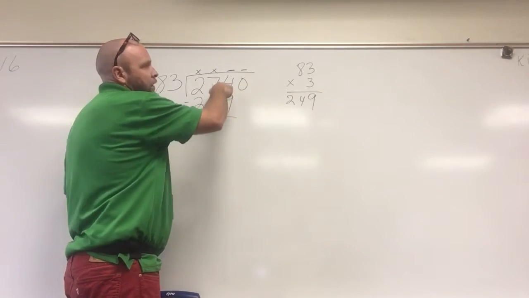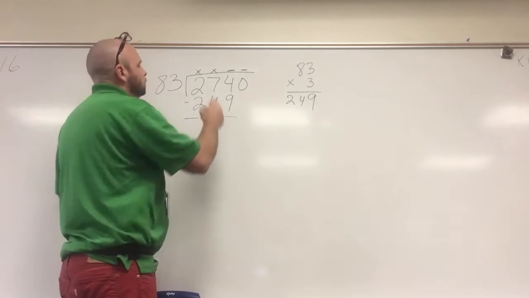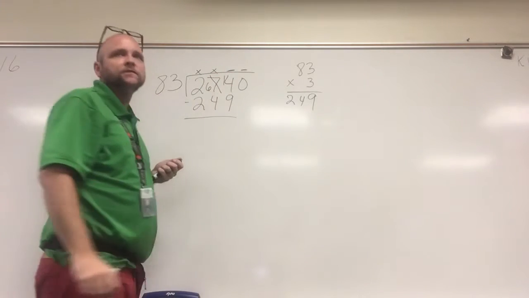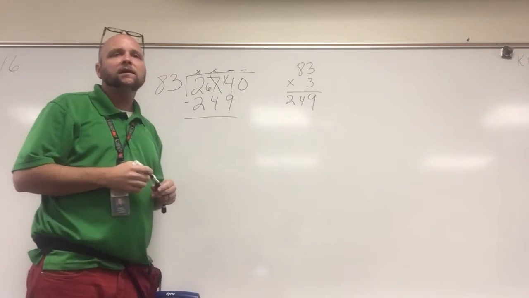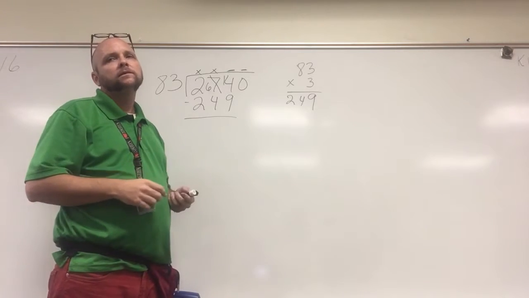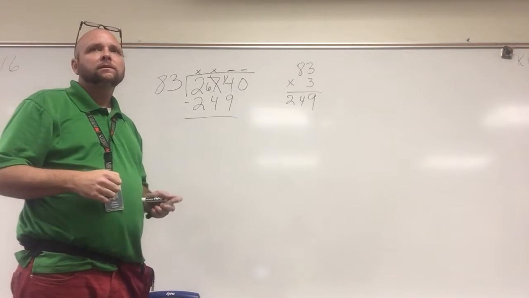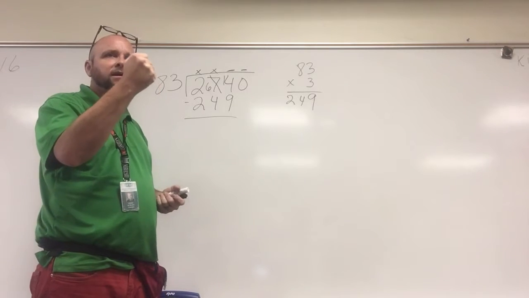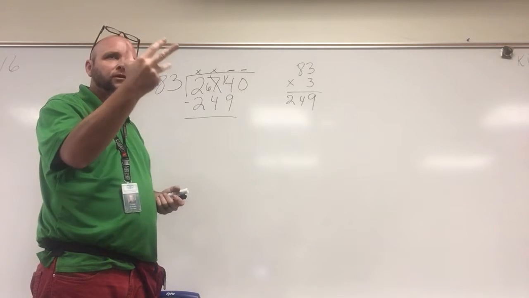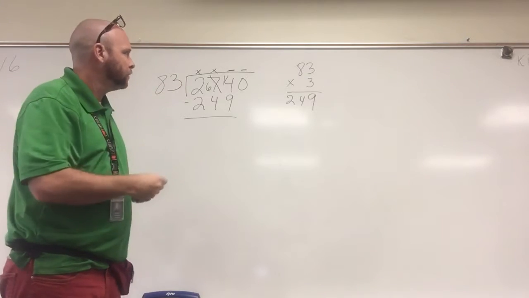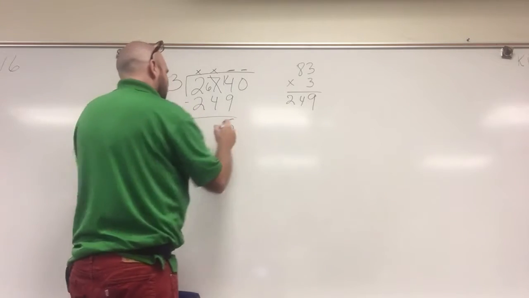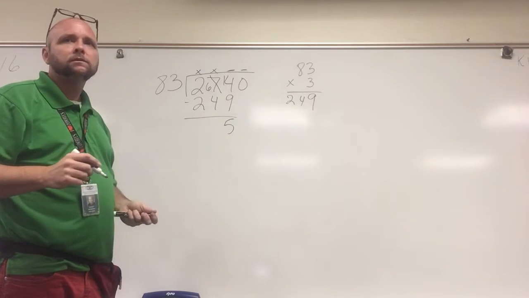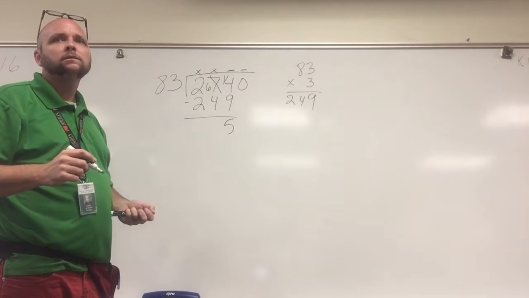Can I take 9 from 4? No. So that 7 becomes a 6, and that 4 becomes a 14. What's 14 minus 9? Start with 9. We're going to count up to 14. 9, 10, 11, 12, 13, 14. So it's really 5. Good. What is 6 minus 4? 2.